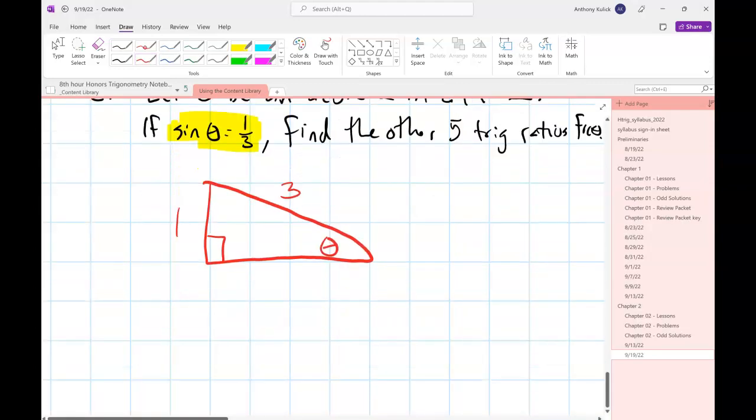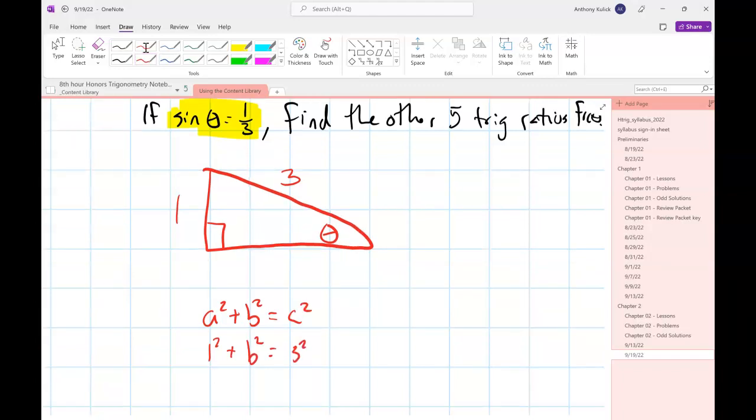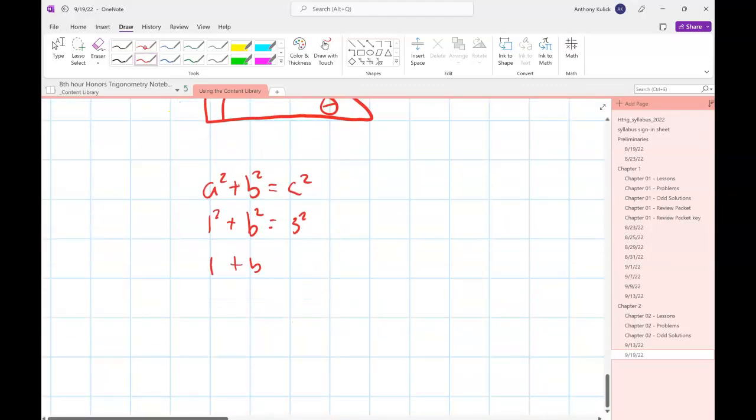How am I going to get that third side? Pythagorean theorem. What do I have to be careful about? C is the hypotenuse. Plugging into A, I'm going to put A as 1, or you could leave it as A. B should be the 1, or you leave it as B. And C should be the 3. So I get B is equal to the square root of 8.